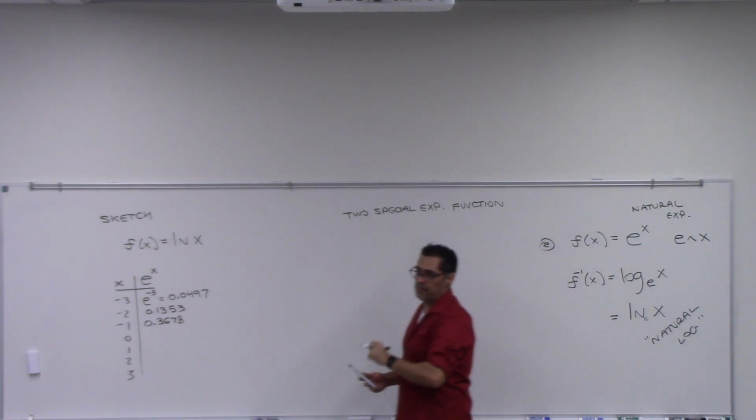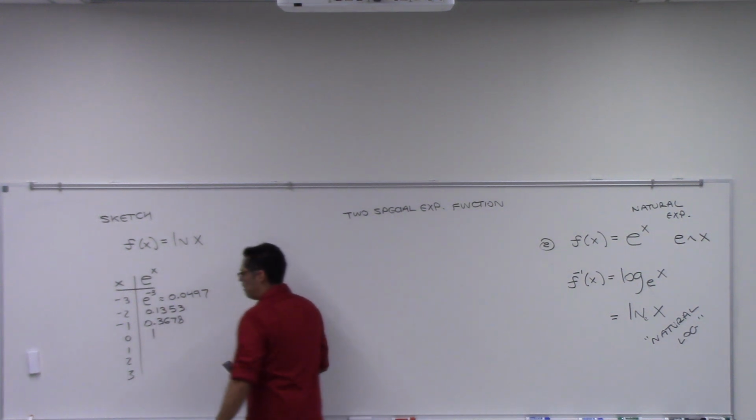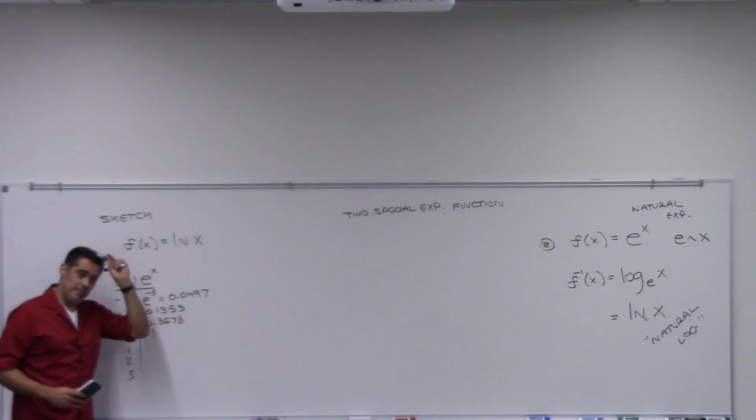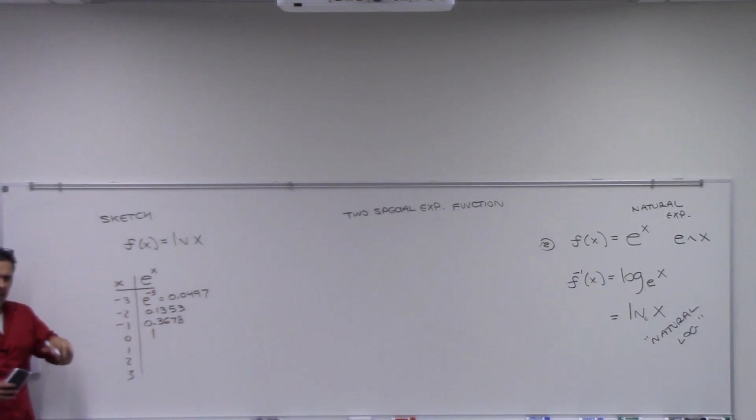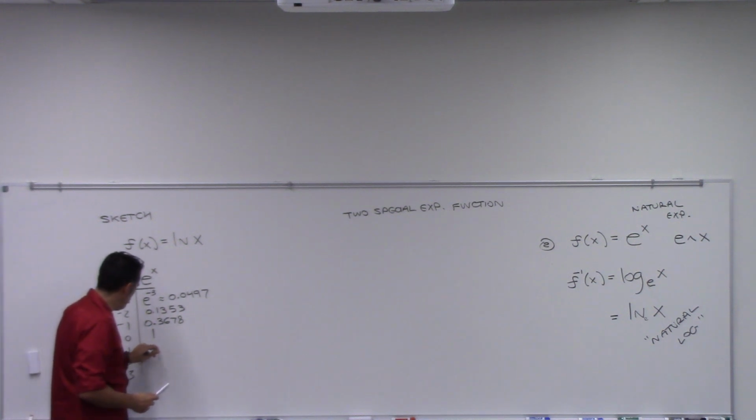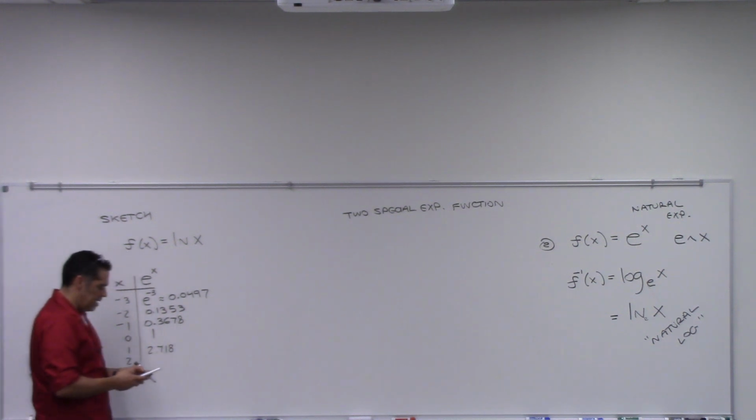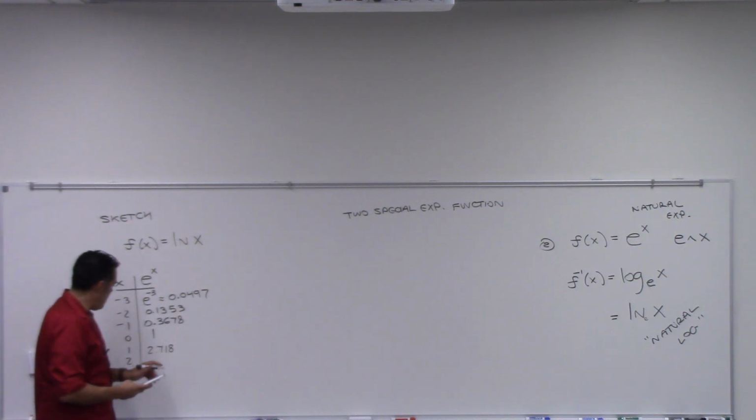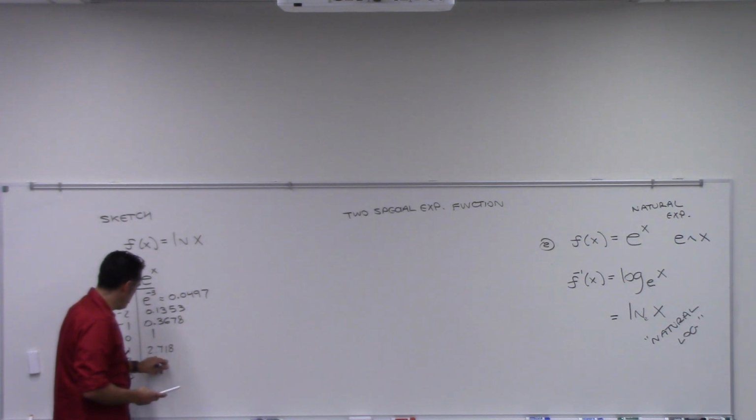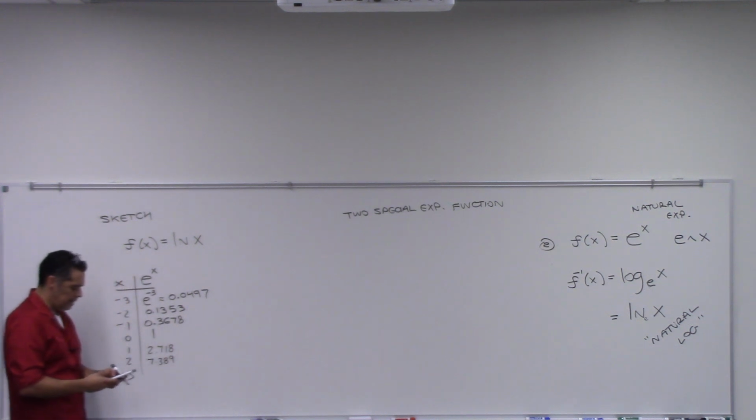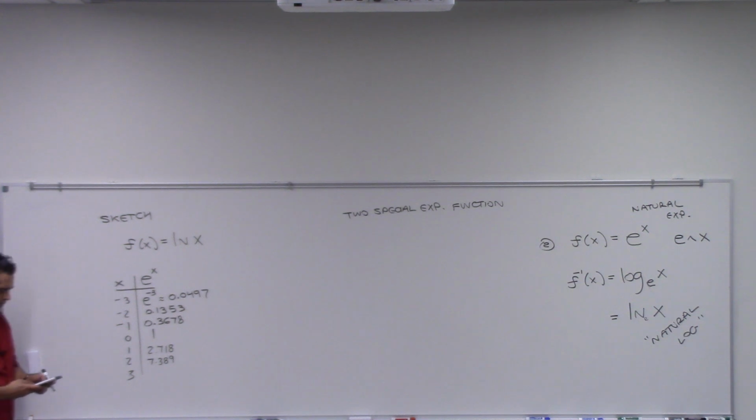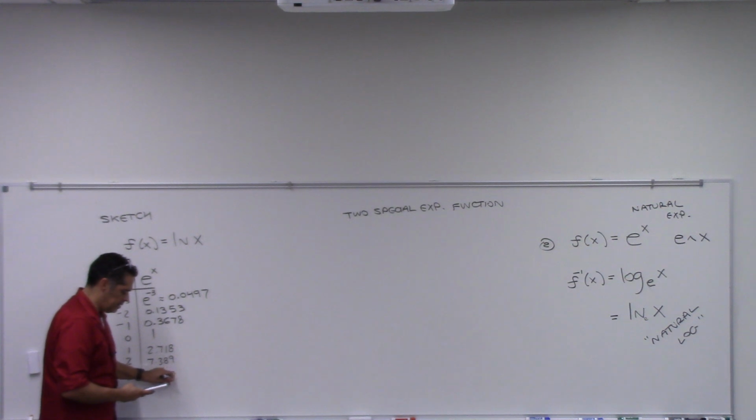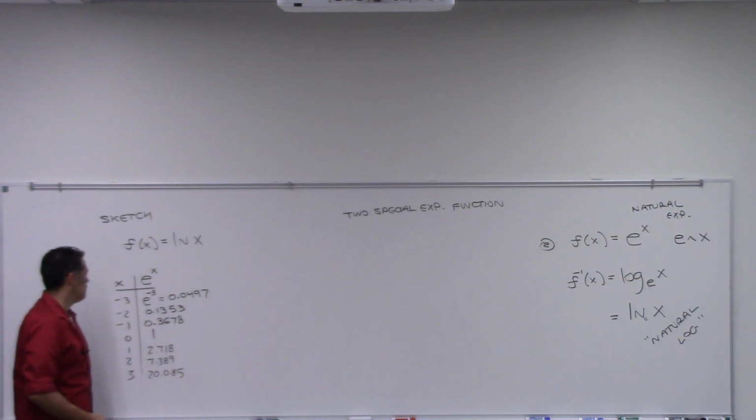E to the 0, I know this one. 1. Okay, what about e to the 1? Well, e to the 1 is just e, isn't it? And I told you e is about 2.718. So this is going to be about 2.718. Then e squared, 7.389. And finally, e cubed, 20.085, something like that. There we go.